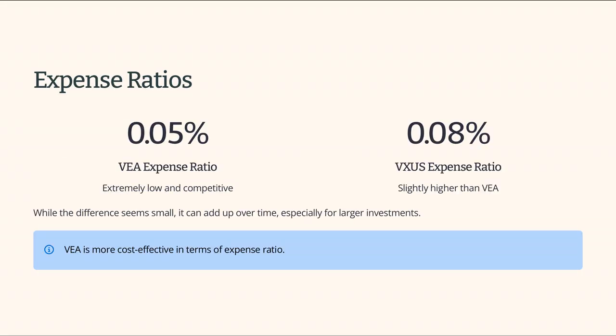Now let's talk about the number of holdings each fund has. VEA holds over 3,900 stocks, providing a broad exposure to developed markets. VXUS, however, holds over 7,400 stocks, which is almost double that of VEA. This means VXUS provides a broader exposure, including both developed and emerging markets.